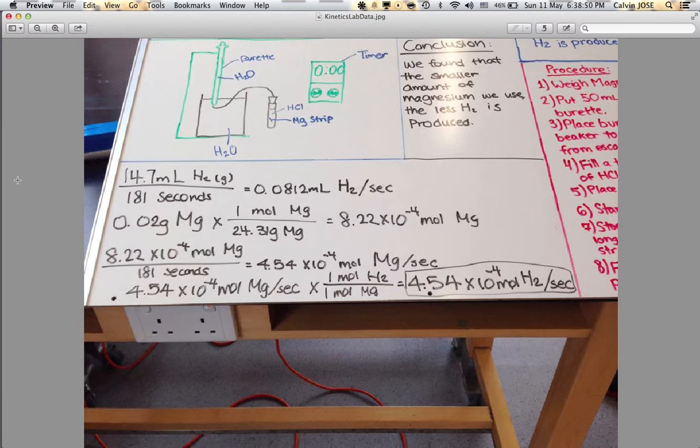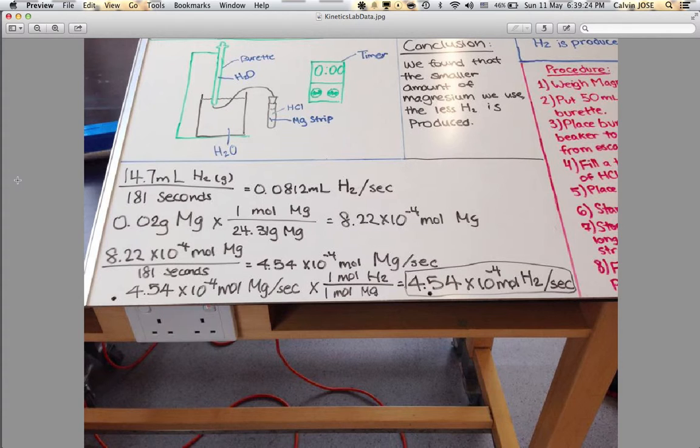Okay, so for the calculations, we got 14.7 ml of H2 gas, which we divided by the amount of time that it took, which was 181 seconds, and we ended up with 0.0812 ml of H2 gas per second. And since the weight of the magnesium was 0.02 grams, and we needed to find the amount of moles, we took the mass of the magnesium and divided it by the molar mass of magnesium, which was 24.31 grams.